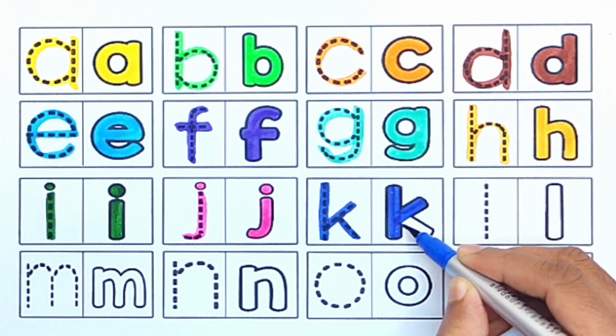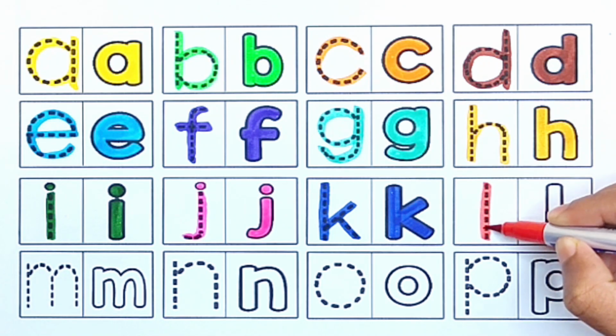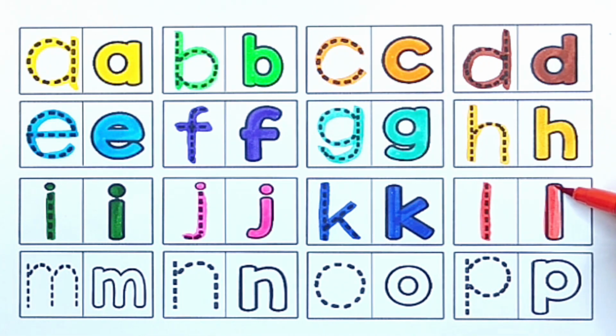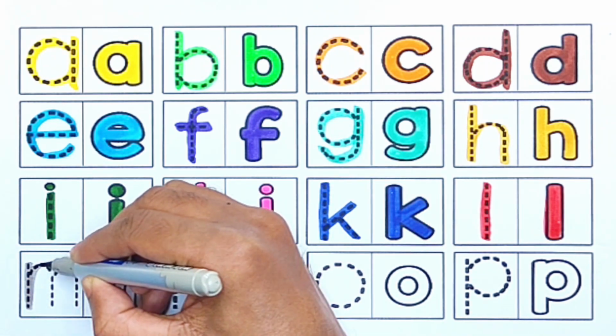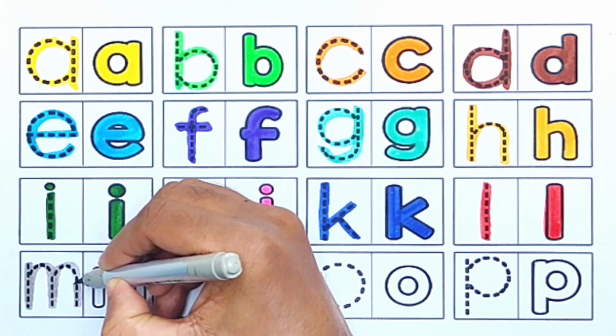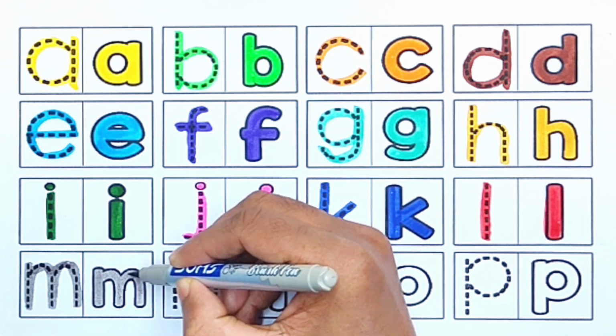K for kiwi. Red color. L for lollipop. Gray color. M for mango. M for mushroom.